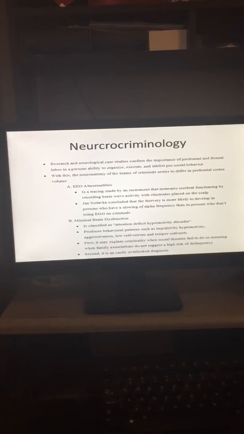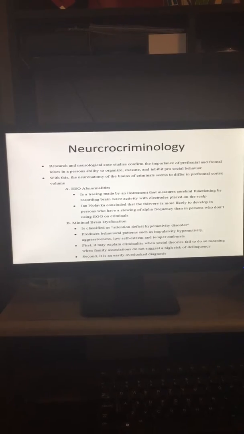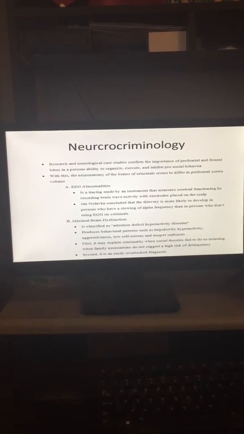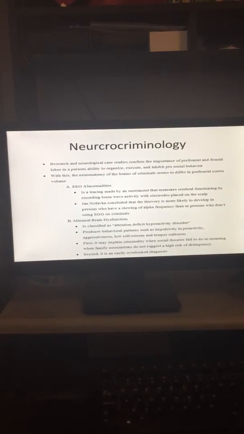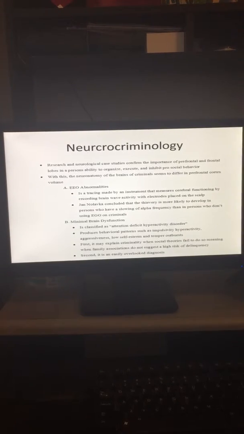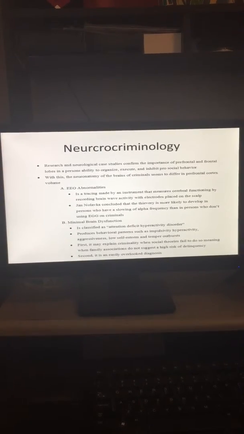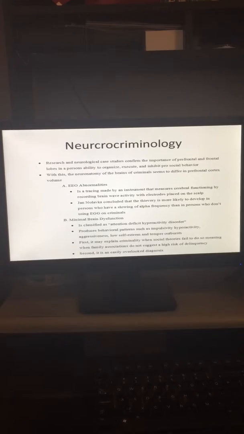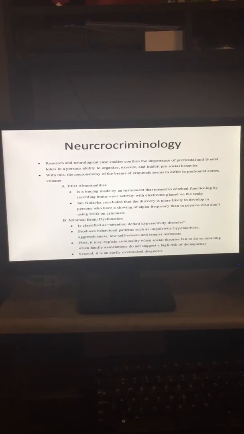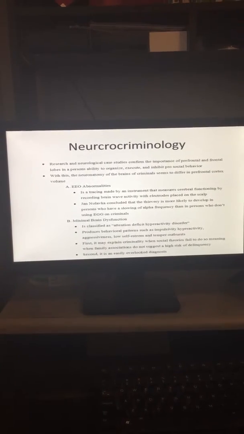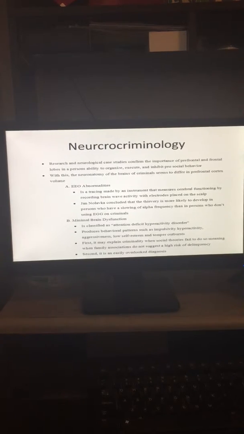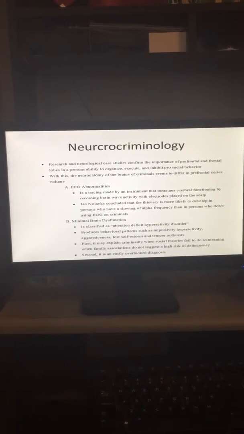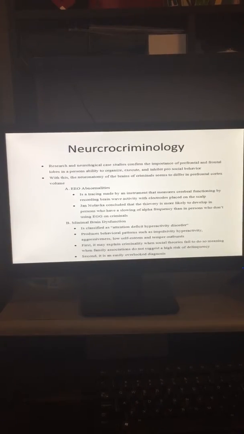Minimal brain dysfunction is classified as attention deficit hyperactivity disorder. It produces behavioral patterns such as impulsivity, hyperactivity, aggressiveness, low self-esteem, and temper outbursts. First, it may explain criminality when social theories fail to do so, meaning when family associations do not suggest a high risk of delinquency. Second, it is an easily overlooked diagnosis.